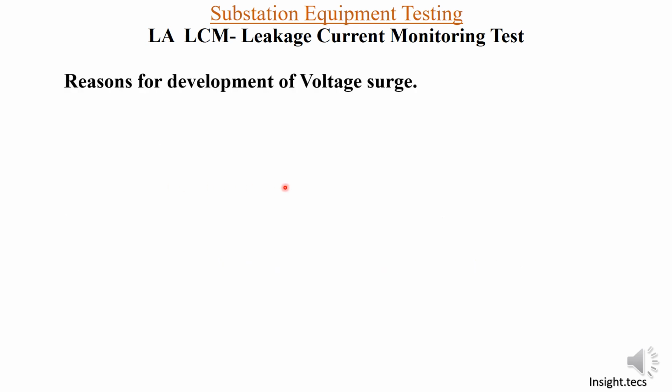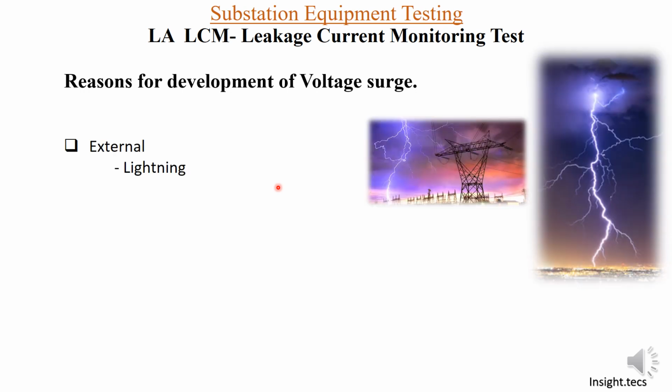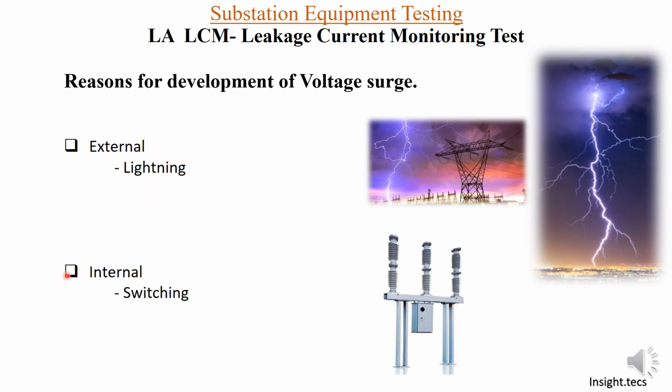So, reasons for development of voltage surge. The external reason we all know is the lightning. So LA will protect from surges due to lightning, and it will protect from internal switching voltage surges. This kind of voltage surge can be produced whenever a breaker is turned on or turned off. Whenever any equipment is turned on and off, it will have its internal voltage surges. So LA will protect the equipment from both kinds of surges, that is external lightning surges and internal switching surges as well.